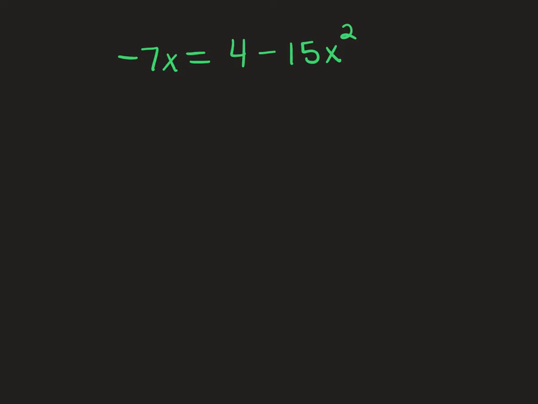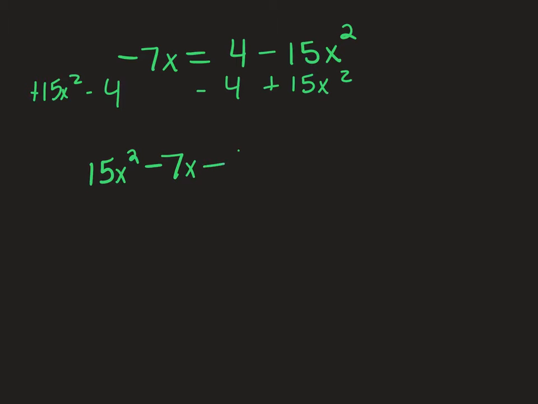Alright, so then in this example, again, remember we need to set it equal to 0 first. So I'm going to move my 15x squared over and move my 4 over. You want to write it in descending order of exponents, so it's going to become 15x squared, then minus 7x, then minus 4 is equal to 0. Then again, we're going to factor the polynomial on the left.